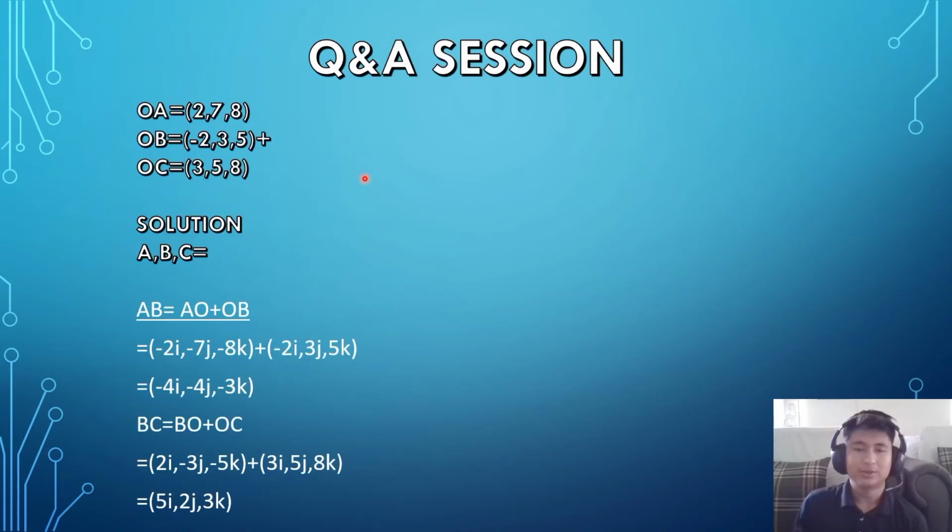This is a Q&A session about vector and scalar in architecture. To solve this area of a parallelogram of AO plus OB, we must input the units of AO and OB in this column and subtract, and then do the next step such as BO plus OC to get the second answer of 5i, 2j and 3k.